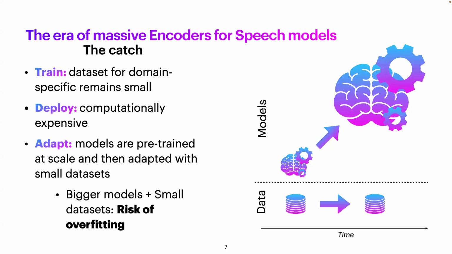If it's getting bigger, we obviously have the deploy problem because it's computationally expensive, especially on device. And then there is adapt. Nowadays, we adapt models: we take a pre-trained foundational model and fine-tune it on our smaller dataset, for instance. Even that is risky, because if you take a very, very big model and fine-tune it with a small amount of data, you have a higher risk of overfitting.